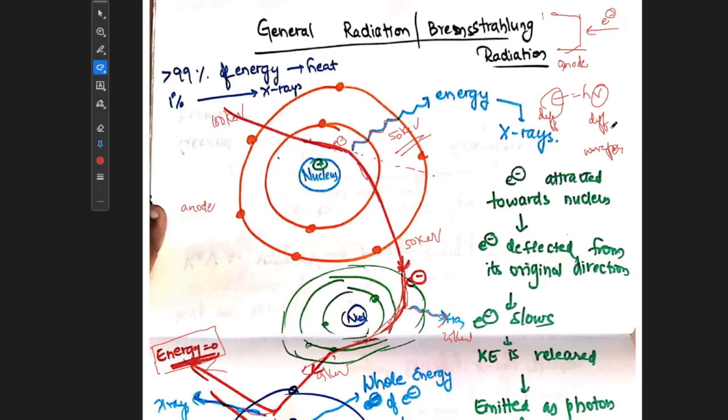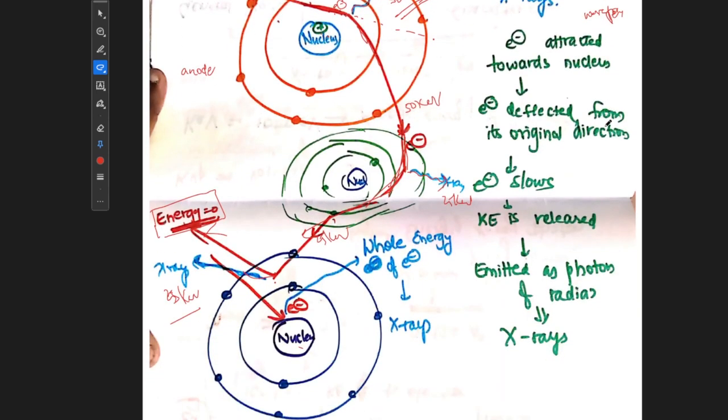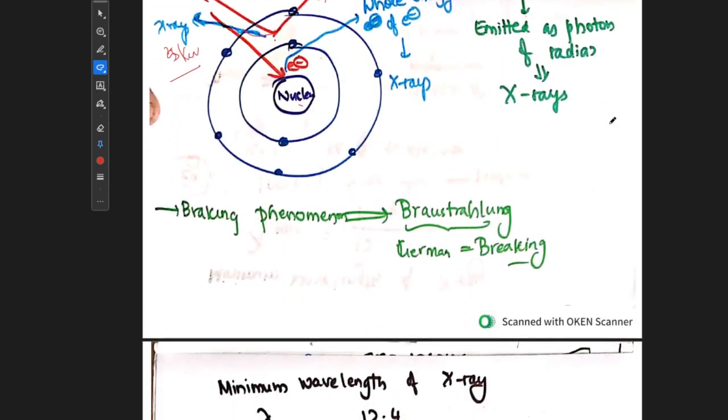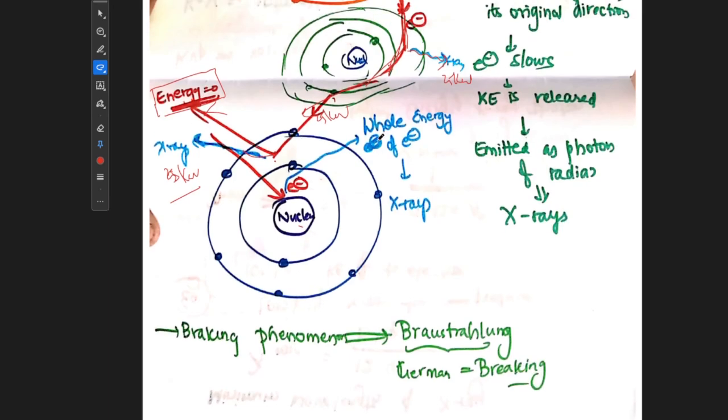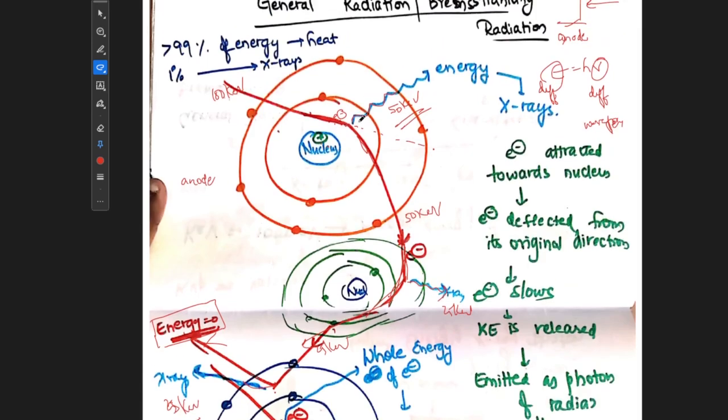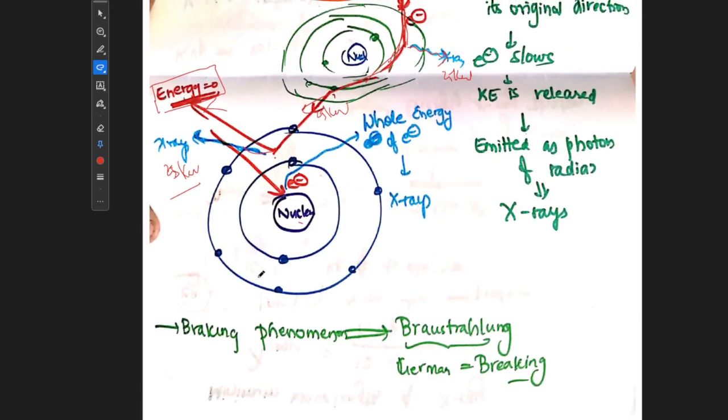The frequency, energy, and wavelengths of the X-rays produced by Bremsstrahlung radiation are variable, because in Bremsstrahlung radiation, at each point, the electron is losing some of its energy. This phenomenon is called the braking phenomenon.